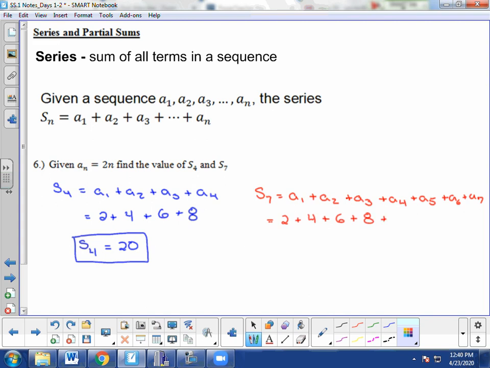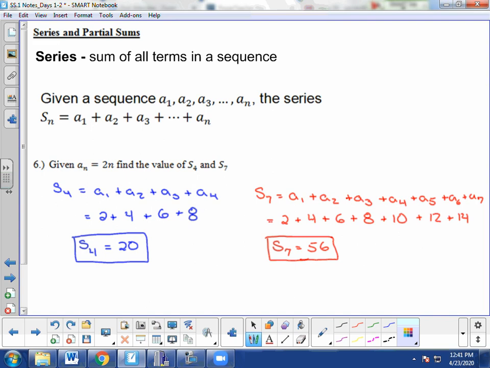If you wanted to find a sub 5, you could either follow this pattern you see that's occurring here, that they're all even numbers, successive even numbers, or you could do 5 times 2, which is 10. A sub 6 would be 12, and a sub 7 would be 14. And then if you added all those numbers together, you should get 56. So the series for the first 7 terms of that sequence is 56, adding all those terms together.